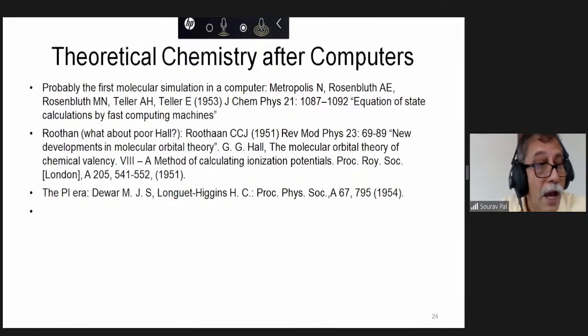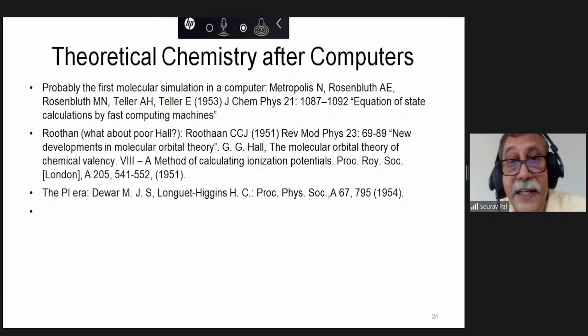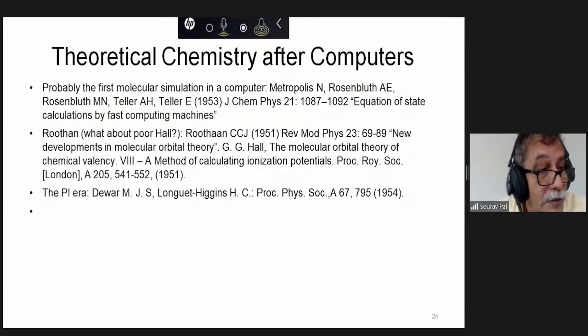And then of course, Roothaan and Hall did the molecular orbital theory. The very, very important work of Roothaan is something that we should not forget, and that actually started the molecular orbital theory. I must mention this, that today many people do not realize what Roothaan did, but without Roothaan's work, molecular orbital theory in quantum chemistry would not have come. Of course, M.J.S. Dewar was a very famous person.